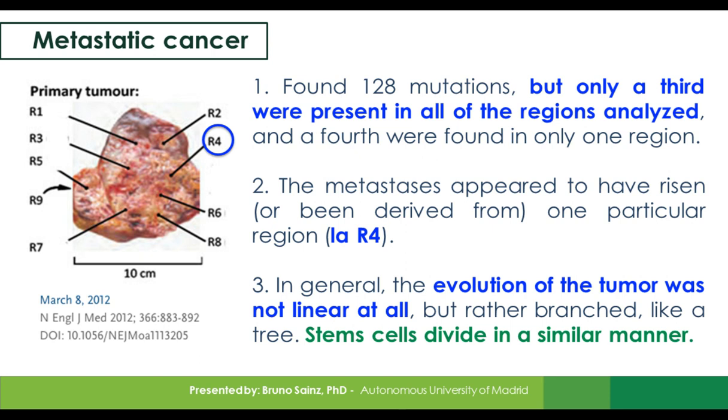And in general, the evolution of the tumor was not linear at all, but branched like a tree. And this is something we typically see in stem cells, which also divide in a very similar manner. So in summary, this study is not only important, but it highlights the inherent heterogeneity present within tumors and the contribution that very few cells have on the basic processes of tumor evolution, such as metastasis, here reflected by area 4, which is the only region of the tumor that actually gives rise to the metastases in secondary organs.